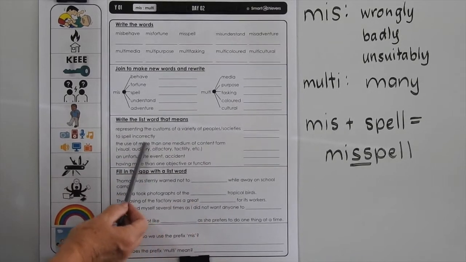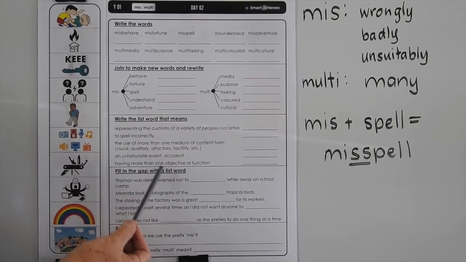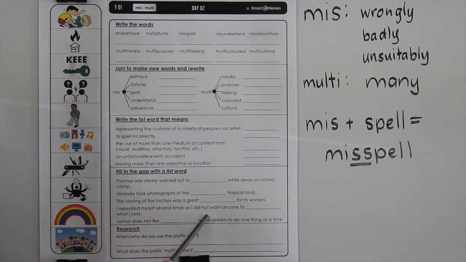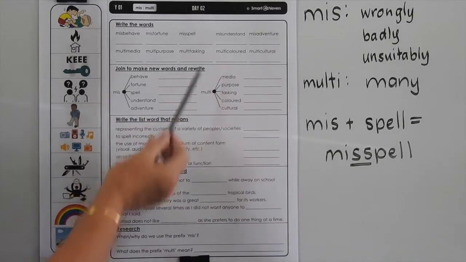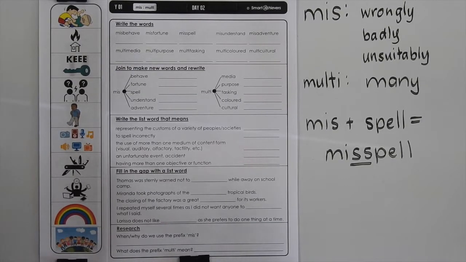Write the list word that means. So we talked about the meanings of all of these words yesterday, so if you're not sure, go back to the day one video. Fill in the gap with the list word. So these are sentences where we want you to apply these words to each of the sentences, and then research. When or why do we use the prefix miss? You can see we've given you some hints on the board here. And what does the prefix multi mean?